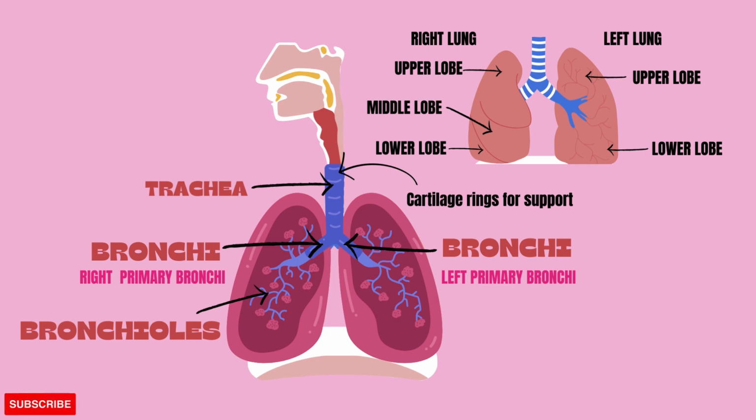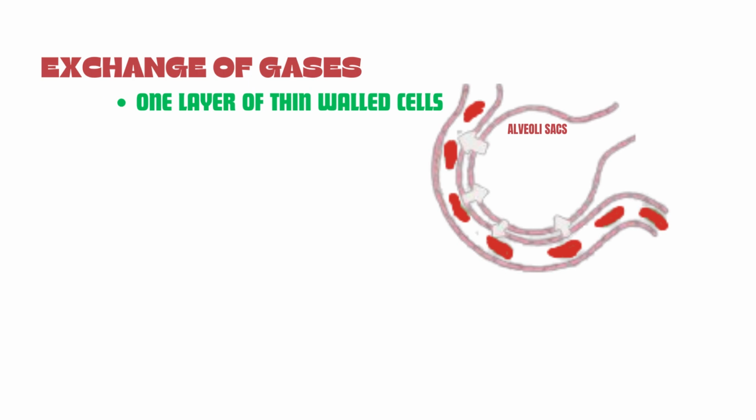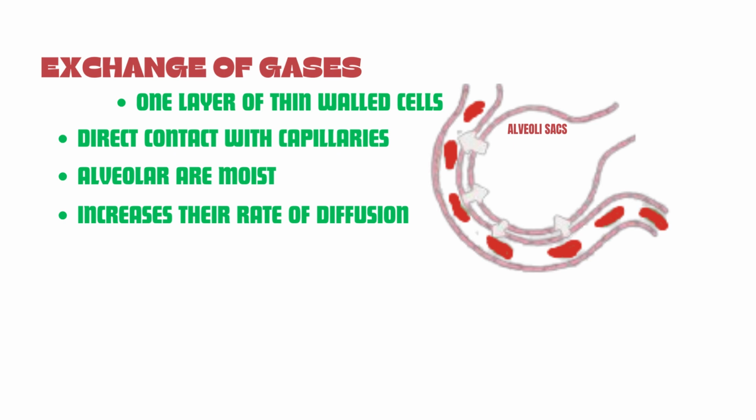At the ends of the bronchioles, the air reaches the clusters of tiny air sacs called alveoli. This alveolar sac looks like a bunch of grapes. There are millions of alveoli in your lungs. The alveoli are where the actual exchange of gases takes place. This is because these alveoli are made of one layer of thin wall cells, have a lot of surface area, and have direct contact with capillaries. Meanwhile, another feature is that the walls of the alveoli are moist, which allows the gases to dissolve, and this increases their rate of diffusion.